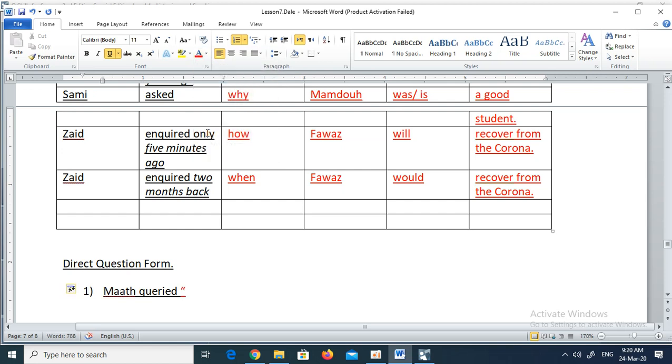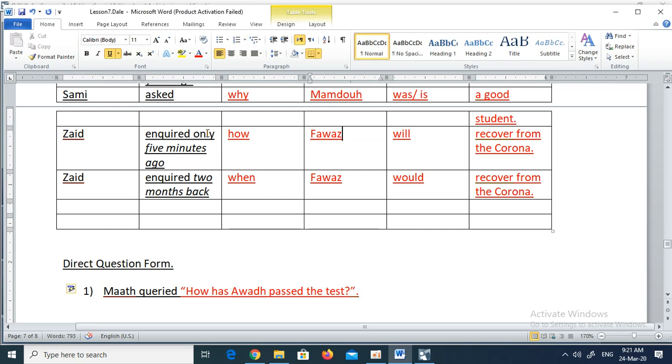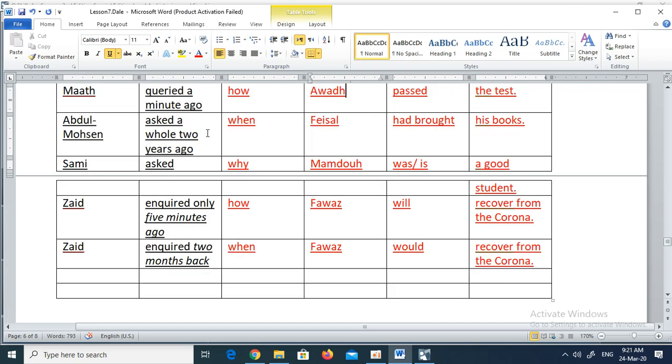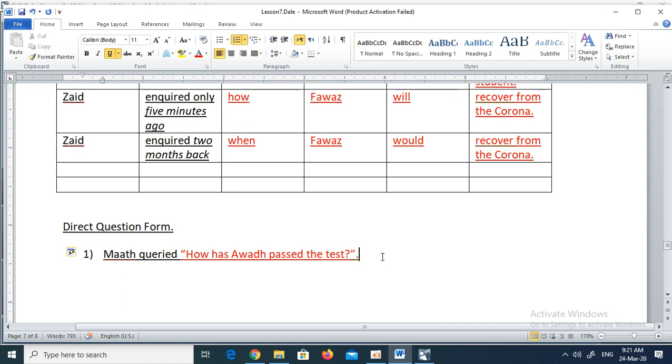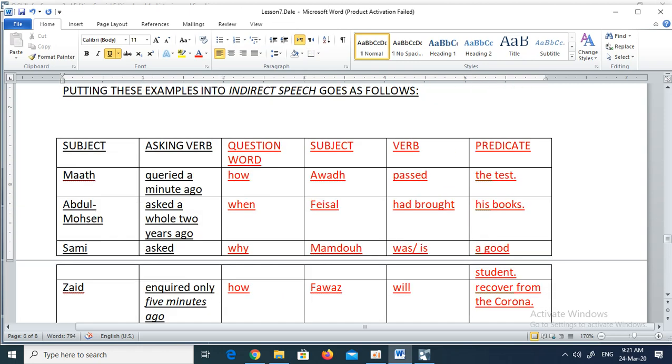Again, we would use inverted commas to introduce the direct question. Again, it's a direct question, so it takes a question word, and we close with inverted commas. So our question was, how has Abbas passed the test? If we have number 2, what was it? Abdul Mohsen asked.